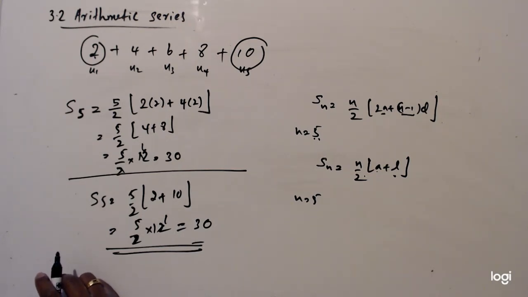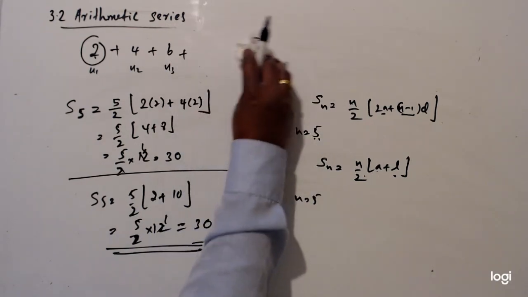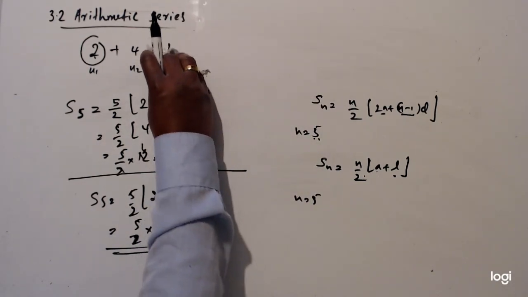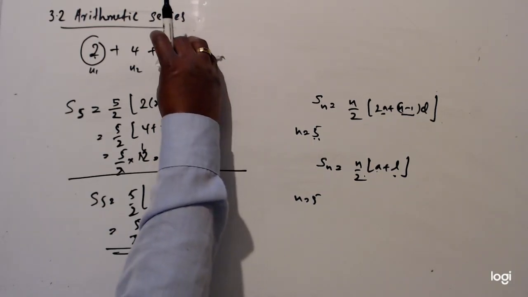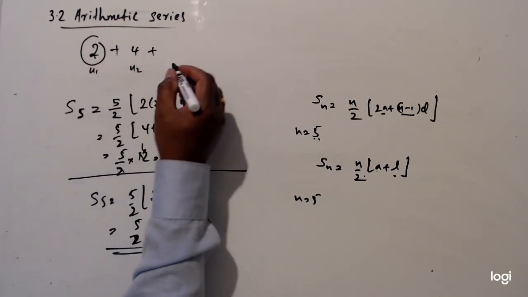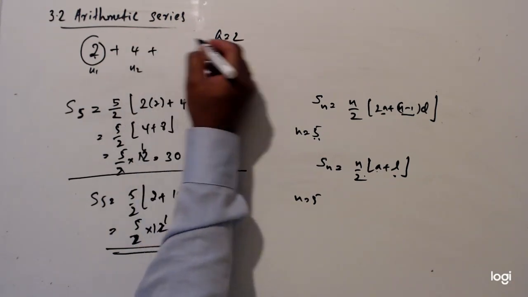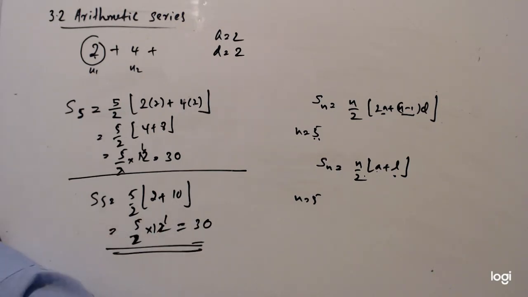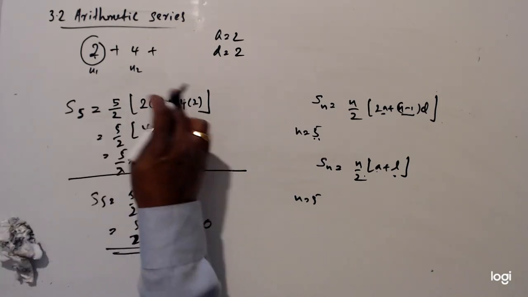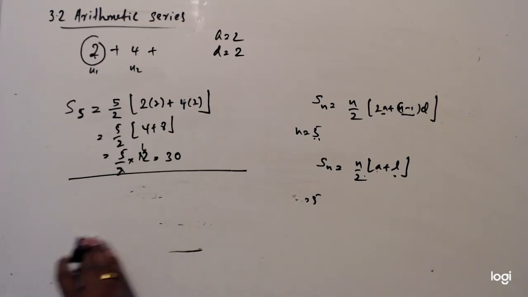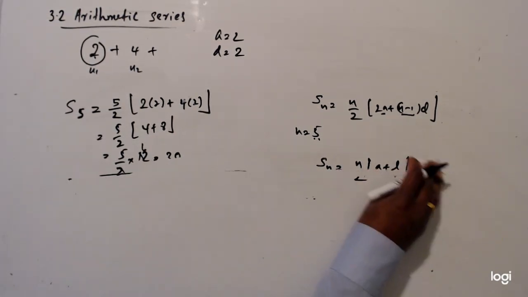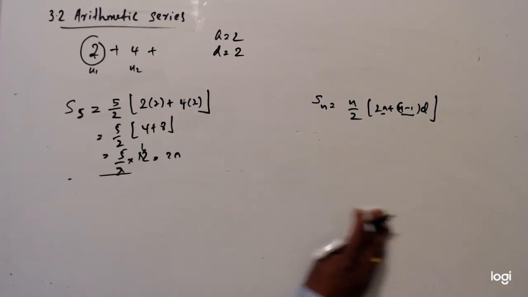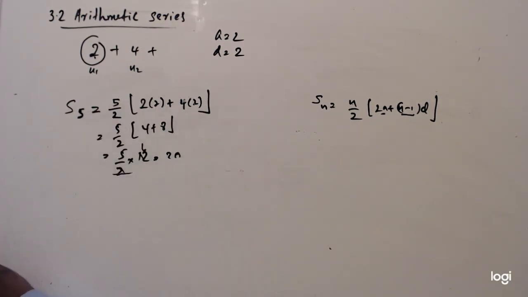What will happen if I want to find the sum of 5 terms, but I don't know all the terms? Let's say I only know 2 terms. That is enough to find the first term, a equals 2, and d equals 4 minus 2, which is 2. Since we don't know the last term, we can't use this formula. Then we have to use only this one, because we don't know the last term.